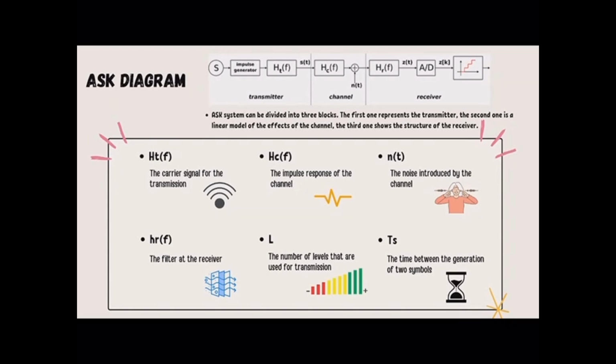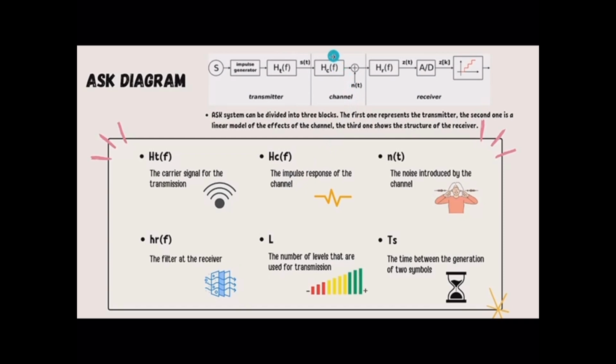Okay, I'm going to explain the ASK diagram. The ASK diagram can be divided into three blocks. First one is the transmitter, second one is the channel, and the third one is the receiver. On the transmitter side, H_T(f) means the carrier signal for transmission.